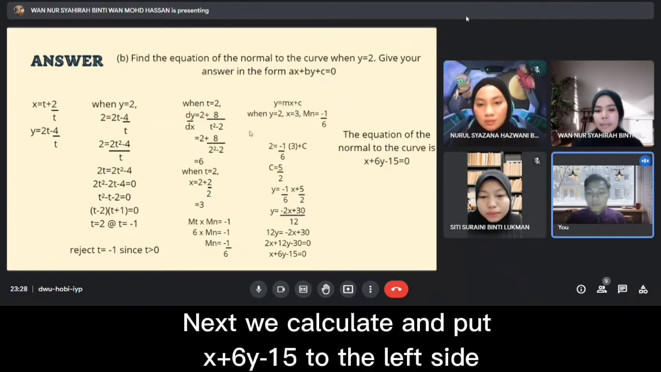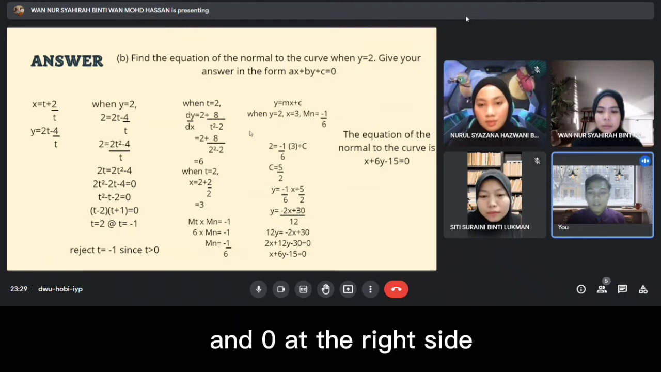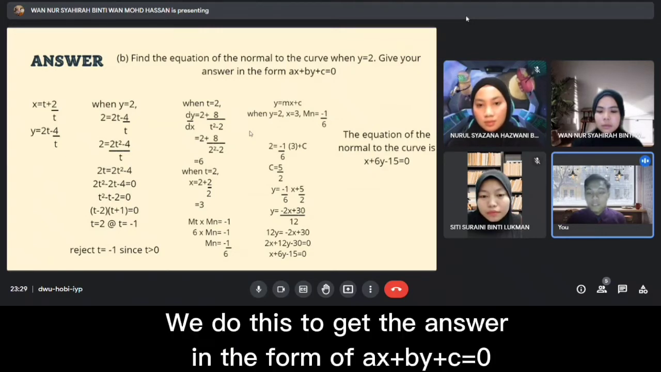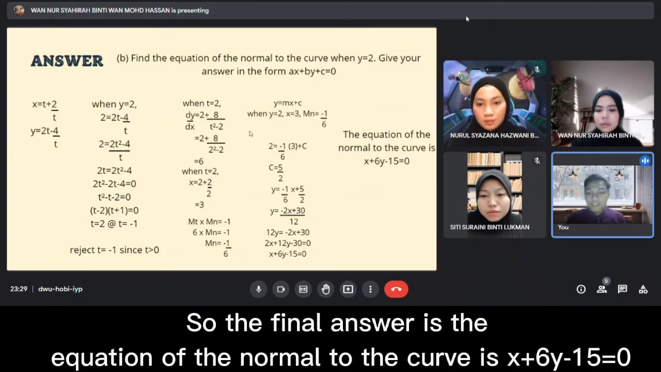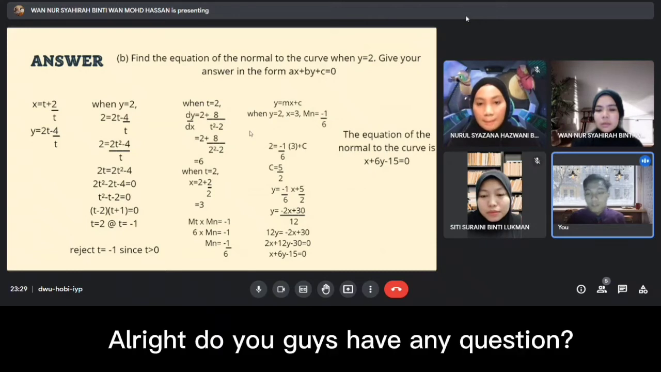Next, we calculate and put x plus 6y minus 15 on the left side and 0 on the right side. We do this to get the answer in the form of ax plus by plus c is equal to 0. So, the final answer is: the equation of the normal to the curve is x plus 6y minus 15 is equal to 0. Alright, do you guys have any questions?